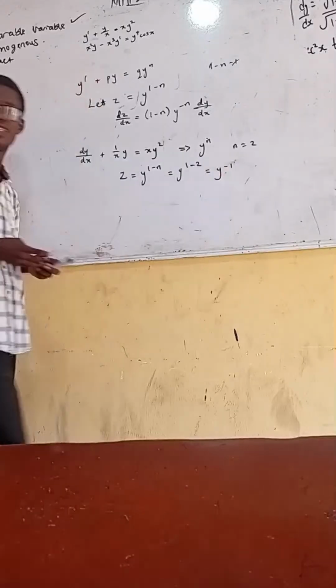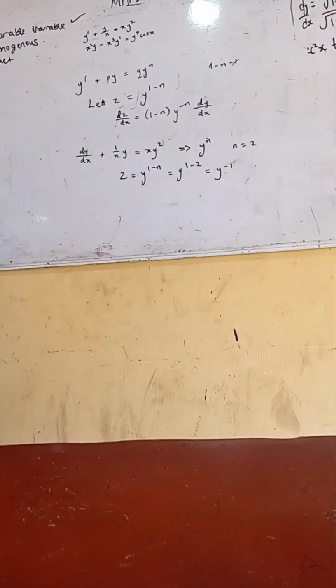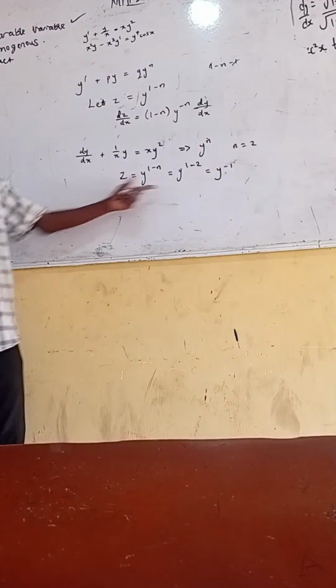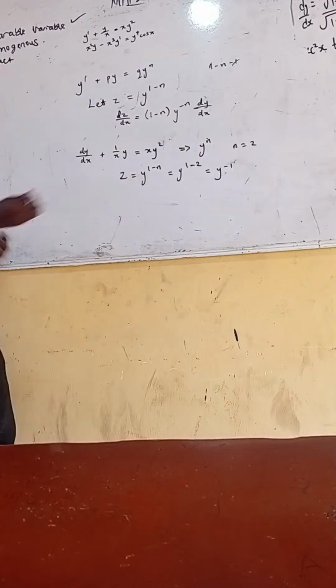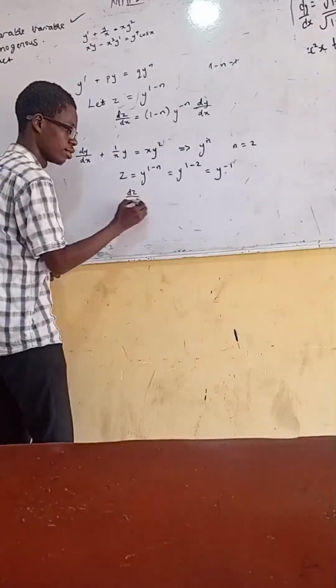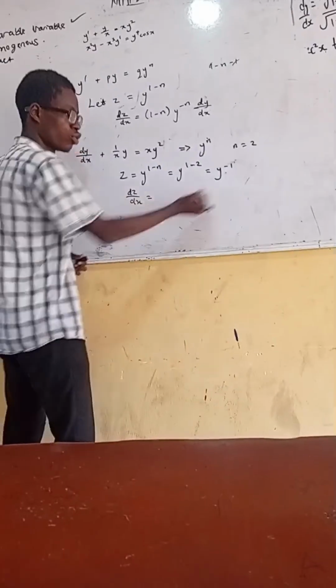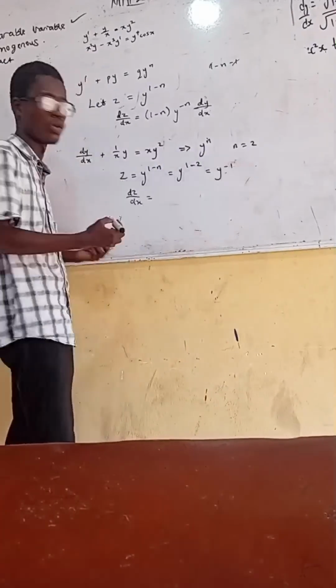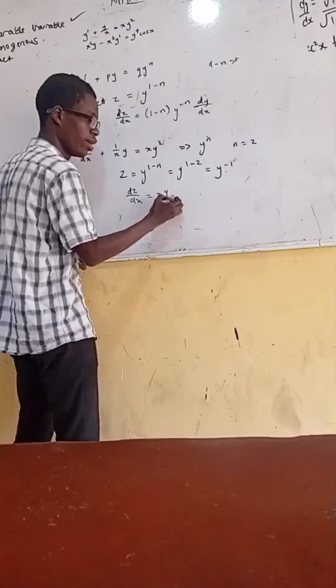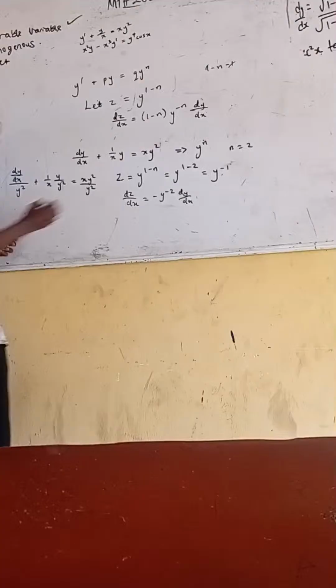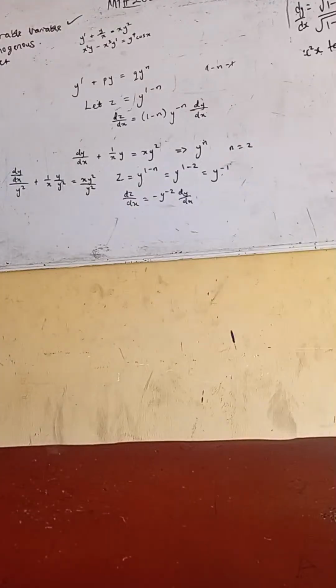We want to differentiate y raised to power minus 1 with respect to x. z and y are functions of x. So dz/dx with respect to x, we have y squared, which is the same thing as y minus 2. 1 over y squared is the same thing as y minus 2.